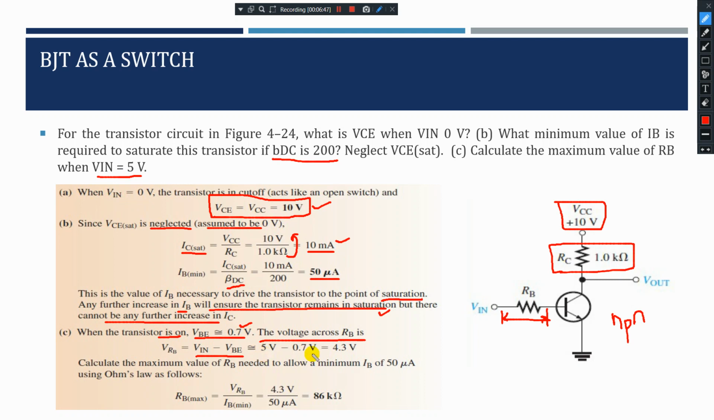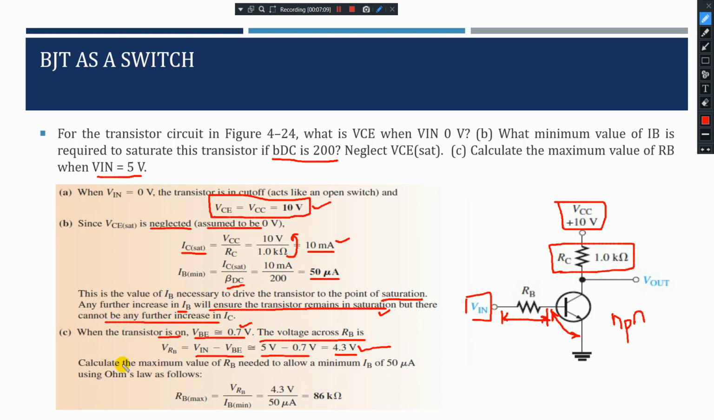5 volts. 5 volts minus, there is a drop from base to emitter. What is it? The drop is 0.7 volt. So if you remove that 0.7 volts, the voltage is 4.3. So 4.3 is the voltage across RB.